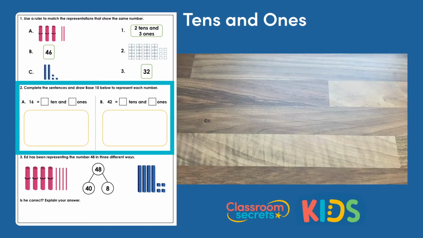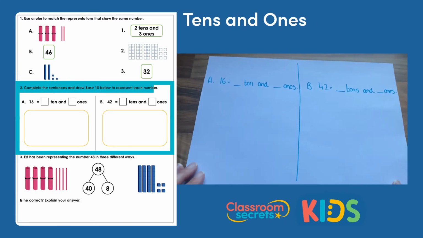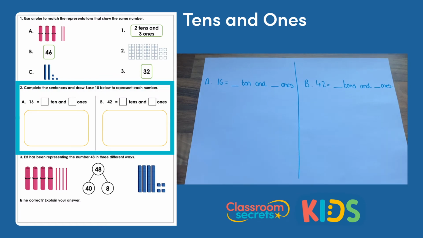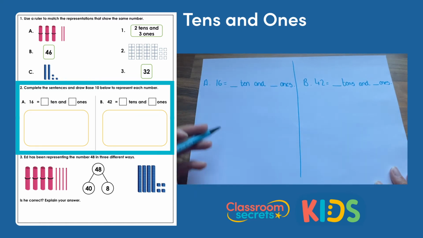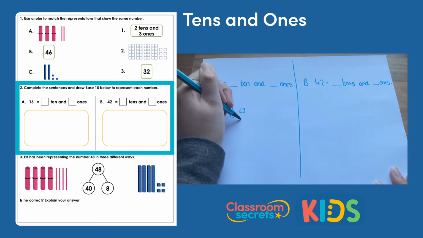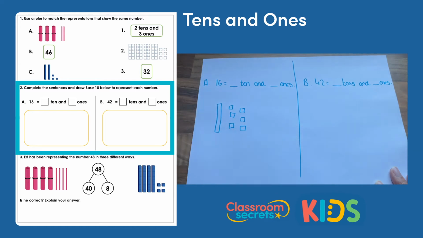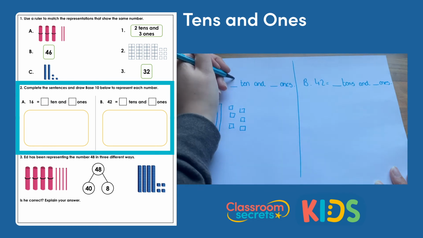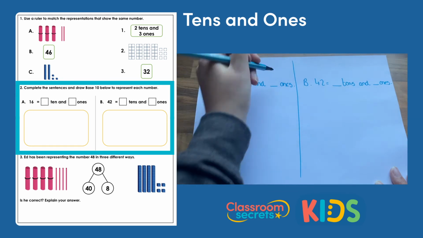Okay, moving on to the next question then. It says, complete the sentences and draw base 10 below to represent each number. First of all, I'm going to draw the number that I need, and this will make it easier for me to see the tens and ones to complete the sentences. So I'm going to need to draw my base 10. So we've got, first of all, 16. So 10, 11, 12, 13, 14, 15, 16. So tens and ones. I can see that I've got 1 ten and 1, 2, 3, 4, 5, 6 ones.